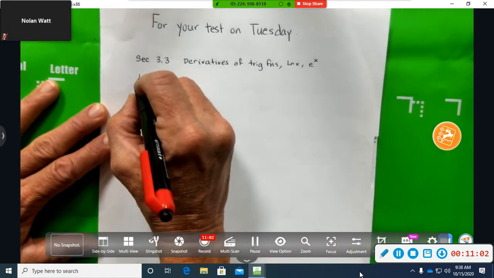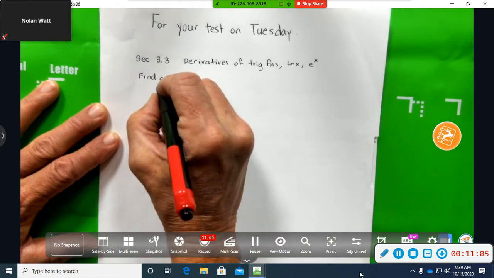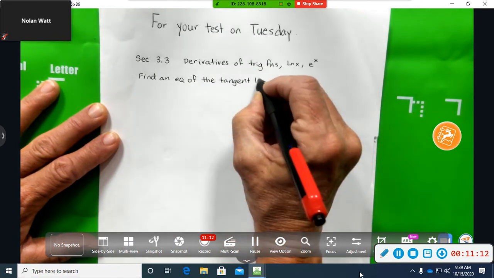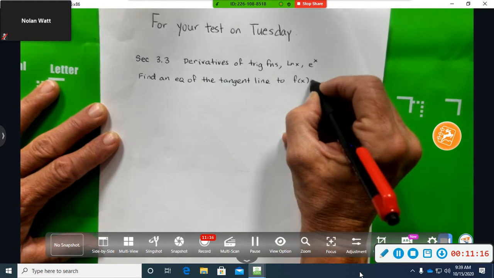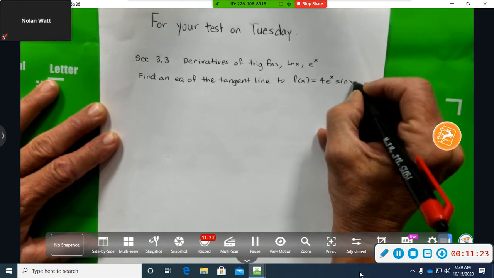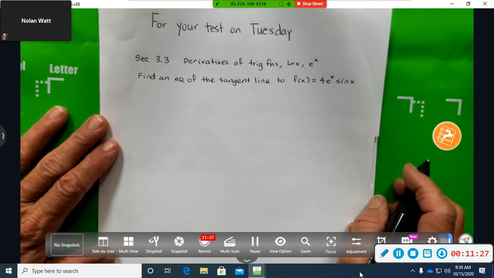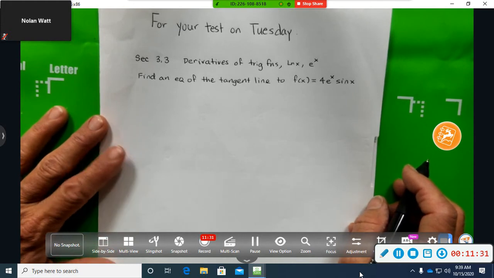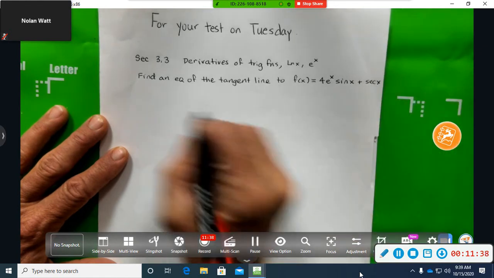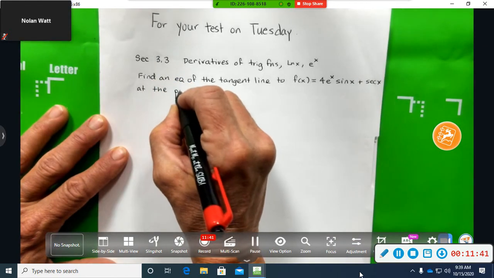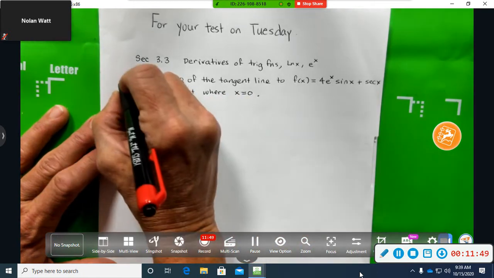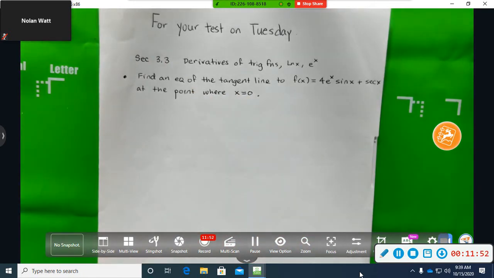maybe I'll ask you something like: find an equation of the tangent line to f of x is equal to 4e to the x times the sine of x plus the secant of x at the point where x is equal to 0. That was the problem on the test.